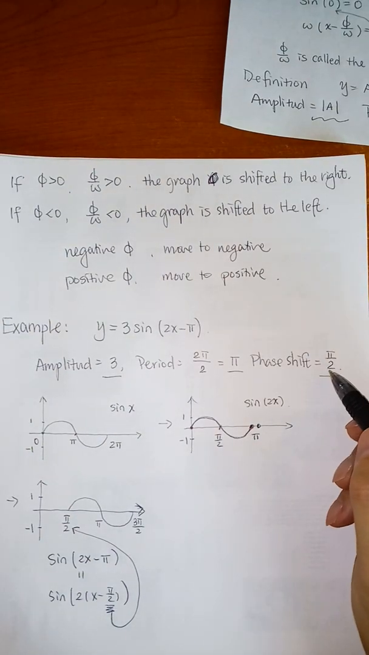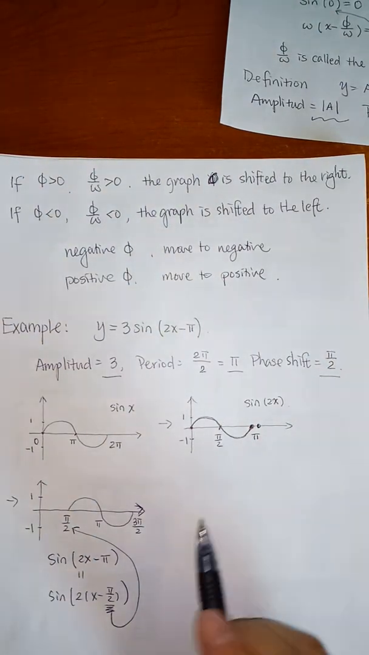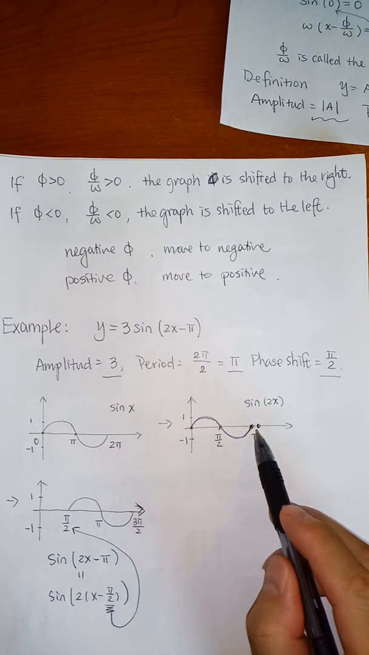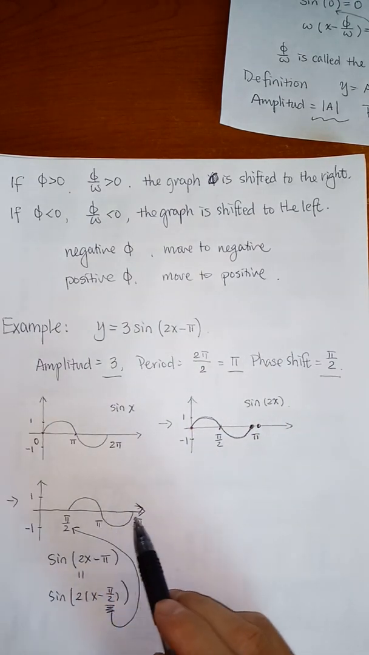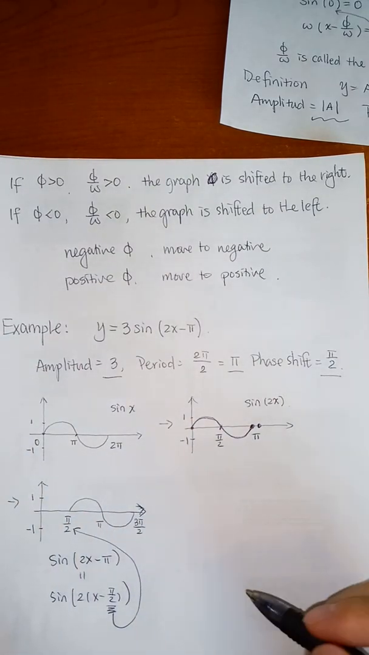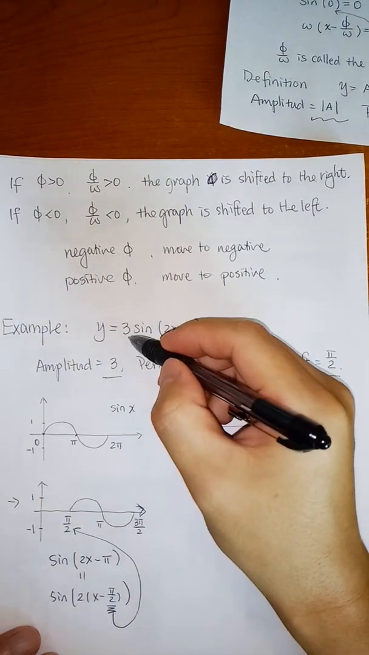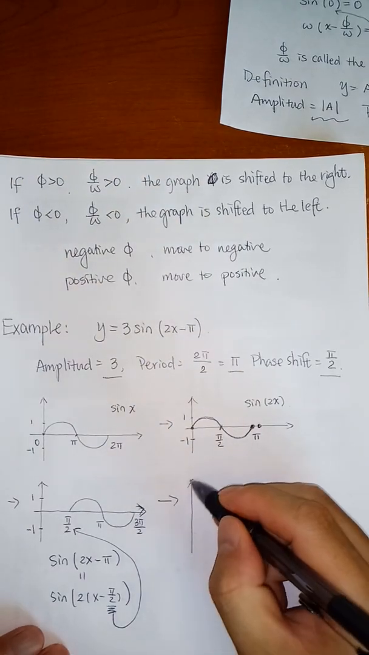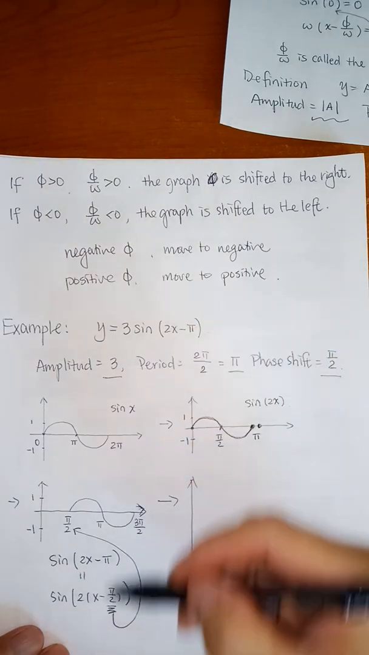And then you get the shift. Shift is pi over 2. It means you do not start from 0, 0. You start from pi over 2. You repeat this graph. So start from pi over 2, repeat it. That's what we mean. We shift it to the right. And then we handle this amplitude. Amplitude means you're going to stretch it along the y direction.